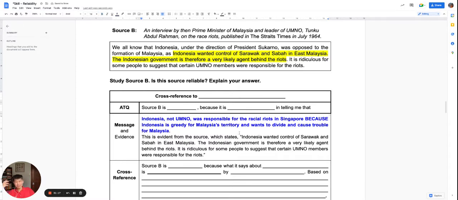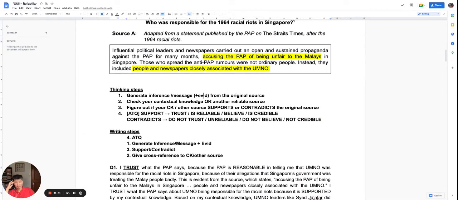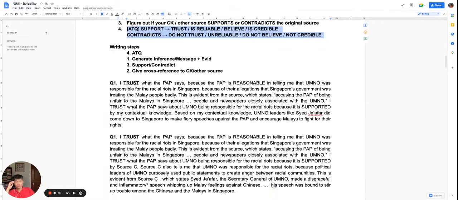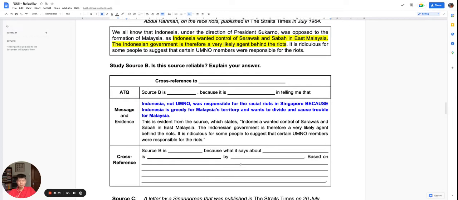Notice that we are thinking in the order that I was talking about earlier. We are getting the inference, we are checking our knowledge, we are doing support contradict, then we ATQ. So our thinking steps are different from our writing steps. Just keep that in mind. Okay, so what do you want to use? Should we use another source? Should we use contextual knowledge?